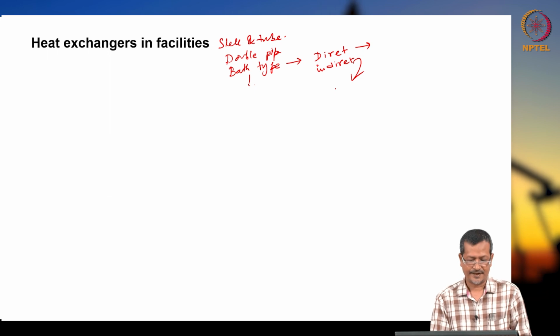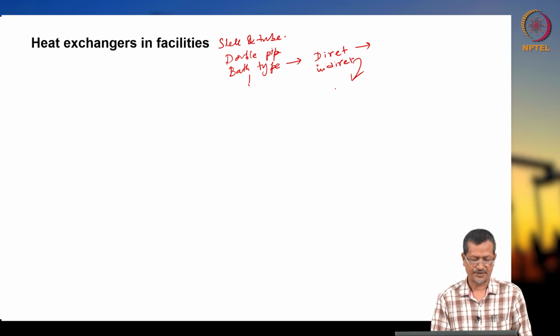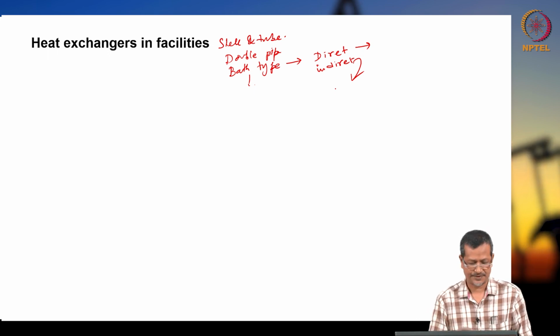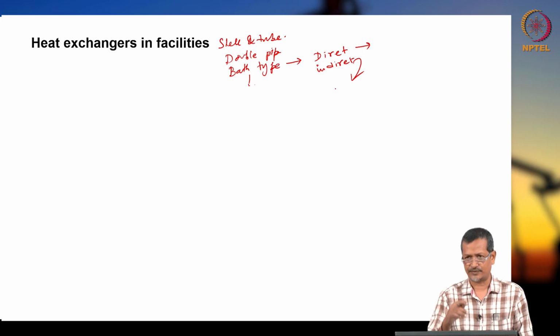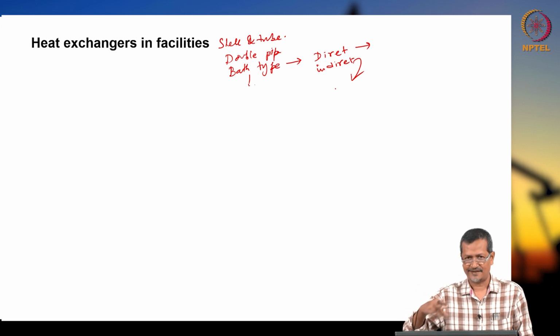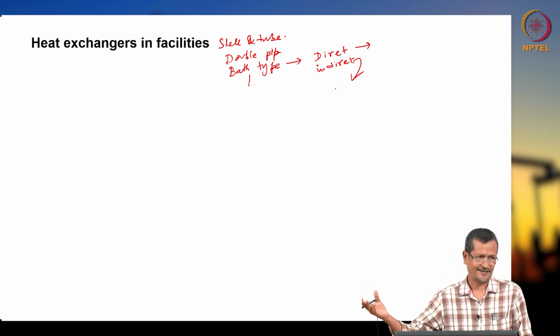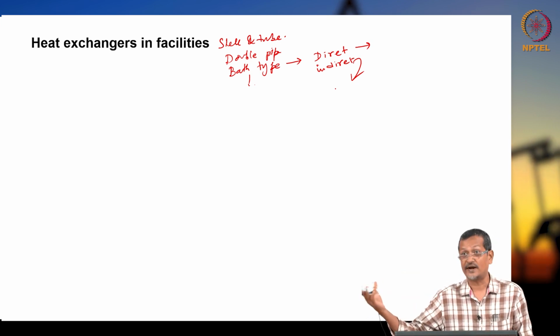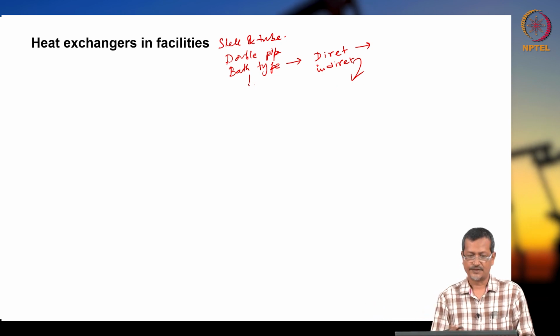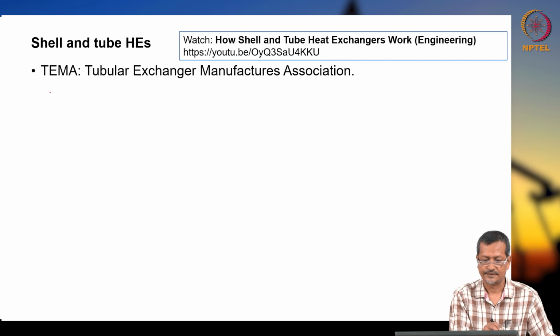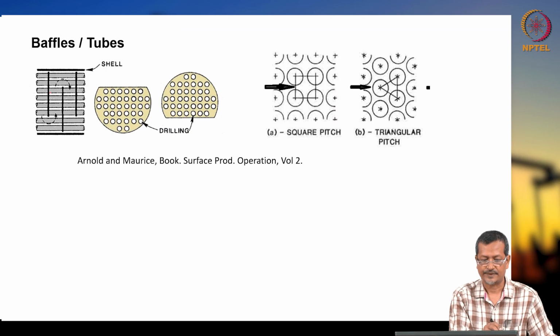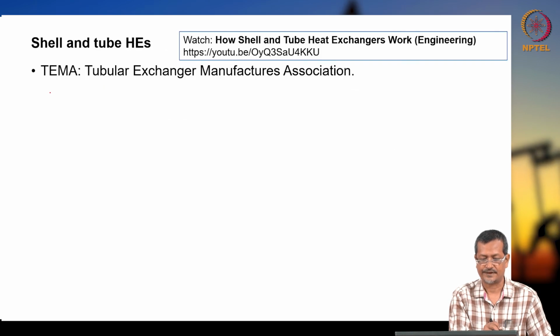A line heater is used in a gas well stream to keep the temperature higher than the hydrate formation temperature. In a fire tube heater also you can use water, and then use that heat to increase the oil temperature. Baffles I told you about already.